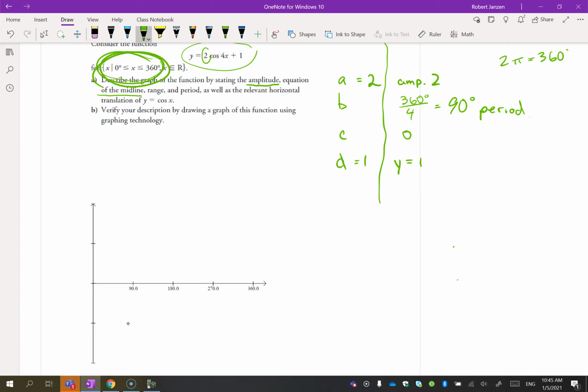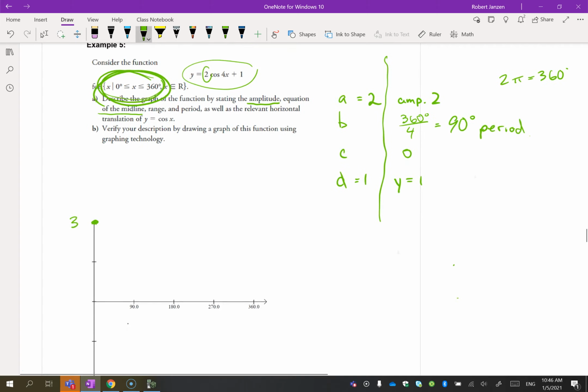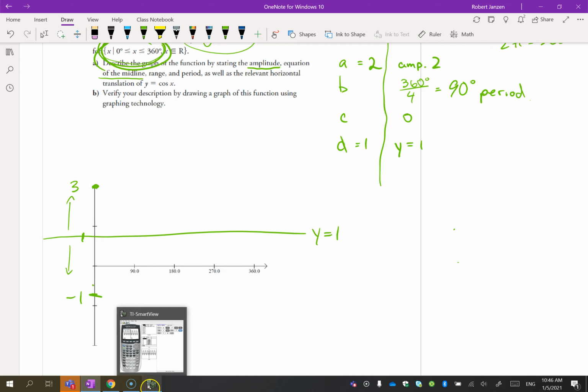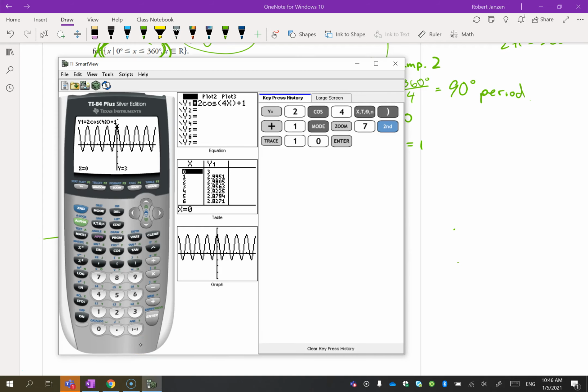Okay, so we know that we're starting off at 3. Now this should make sense, right? We know that y equals 1 is the midline, and we know that the amplitude is 2. So it's going to go up 2 and down 2. Okay, so here's -1. This is +1. So this graph is going to go like this. We need a little bit more than that. Okay, what else do we need?